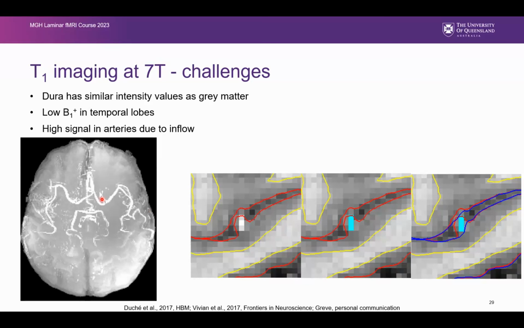Another one is that you also get inflow from arteries. And this can also screw up your segmentation. So you get little humps. I don't know if Doug is going to talk about the correction he put into it. Probably not. I know I bugged him about this and he said he did something about it, so I'll ask him again, but this is also an extra challenge.